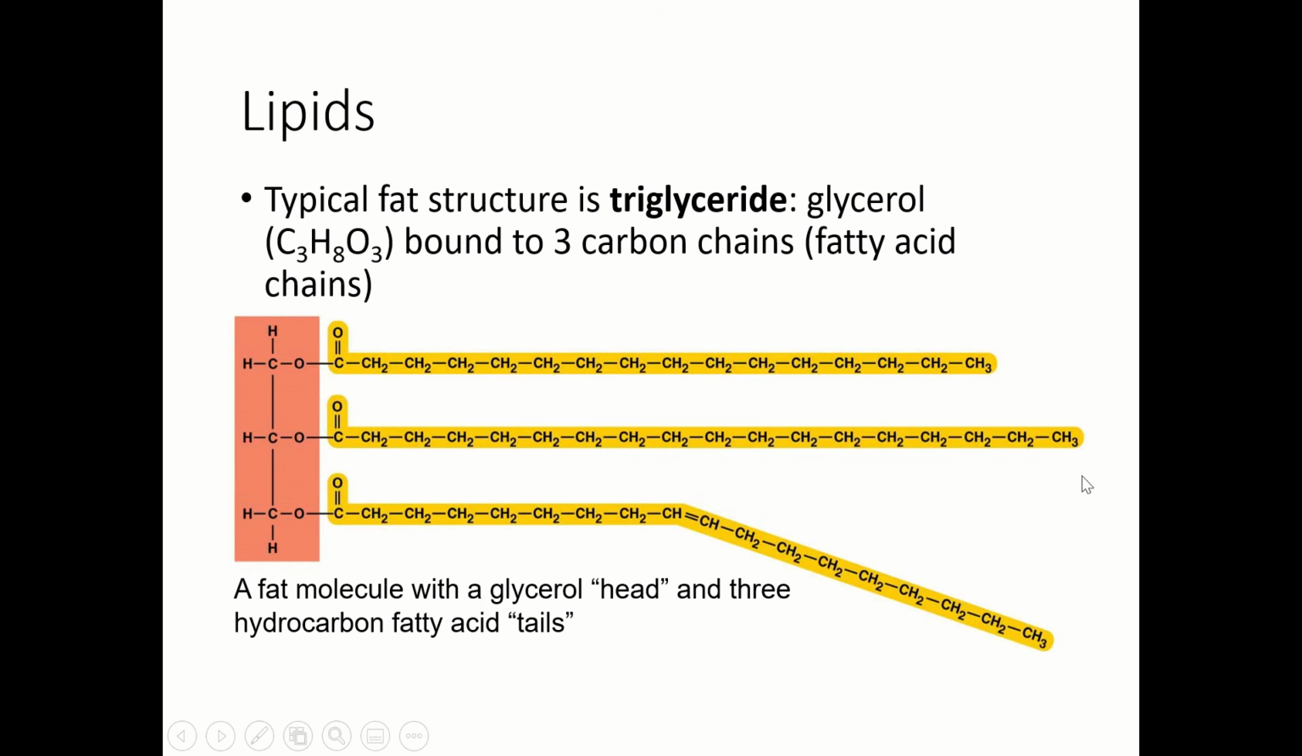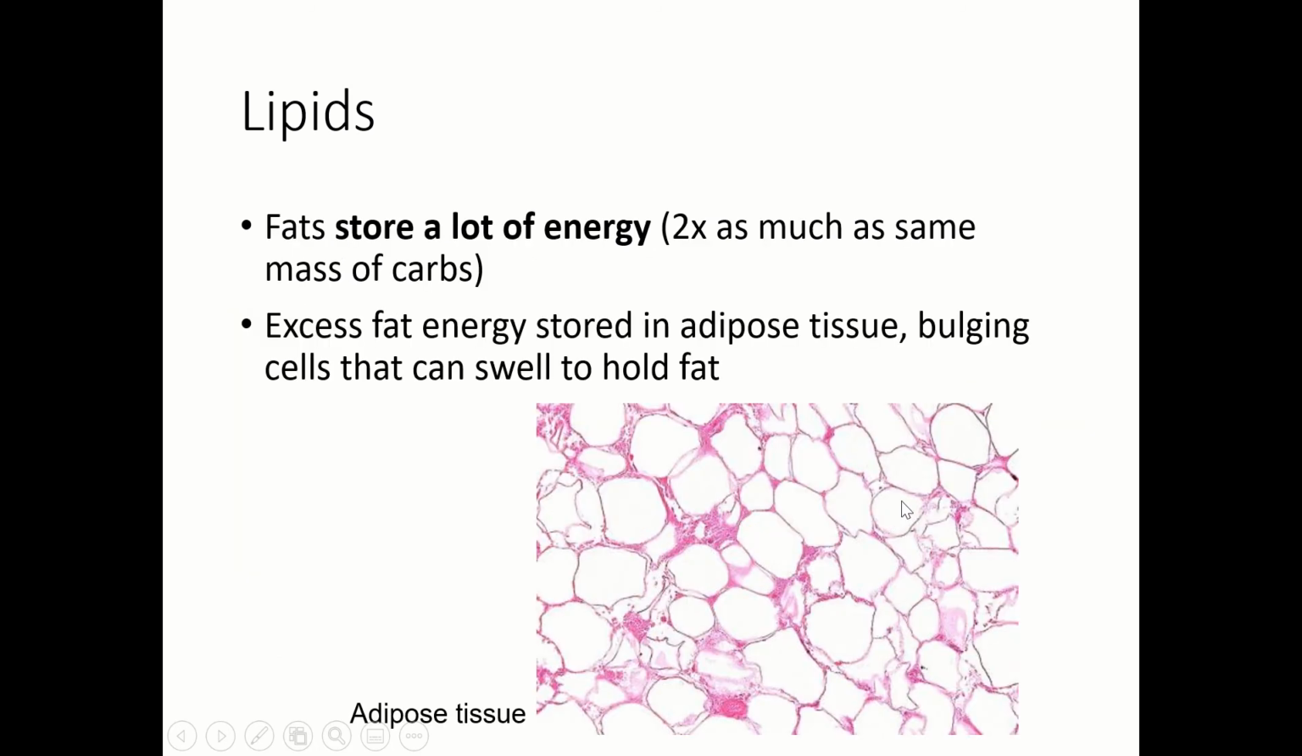So this is a triglyceride molecule with the glycerol head and then the 3 carbon chains. Notice 2 of these chains have CH2, CH2, CH2, CH2 all the way down, single bonds between the carbons, and then the other bonds possible on the carbons are used by hydrogen. This one has a double bond between 2 of the carbons. That's going to be really important.